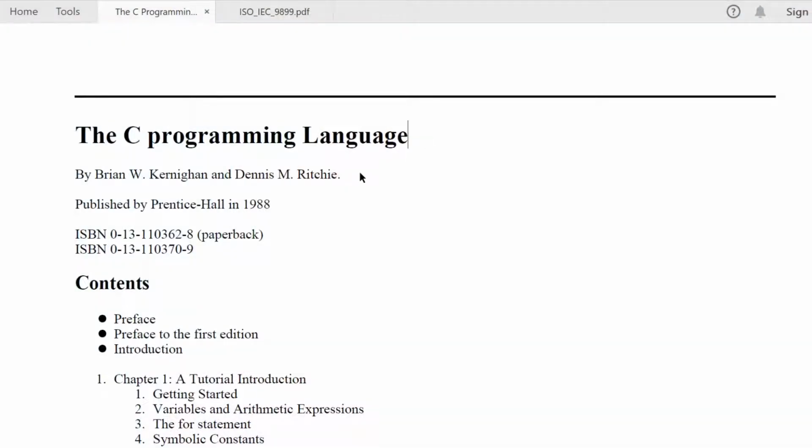The first of which I'll show is the C programming language book, and particularly the second edition of this book. The first interesting thing to note is that one of the authors is the creator of the C programming language, Dennis Ritchie. The second thing to note is that this second edition was published in 1988, but a lot of content regarding C has not changed much since this book was first published.